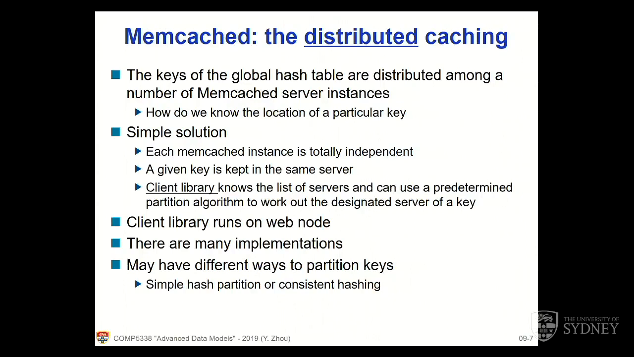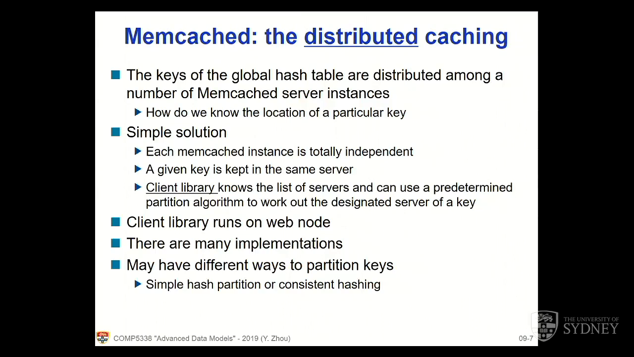Okay, so let's see how they build this global hash table and make it accessible from all the web servers or clients. There's a global hash and there are keys. Just as with any hash table, there are a lot of keys, and the keys are not stored on a single machine. They are distributed among a number of memcached server instances. Then how do we know which key is stored in which server? We need some simple rules to help us decide.